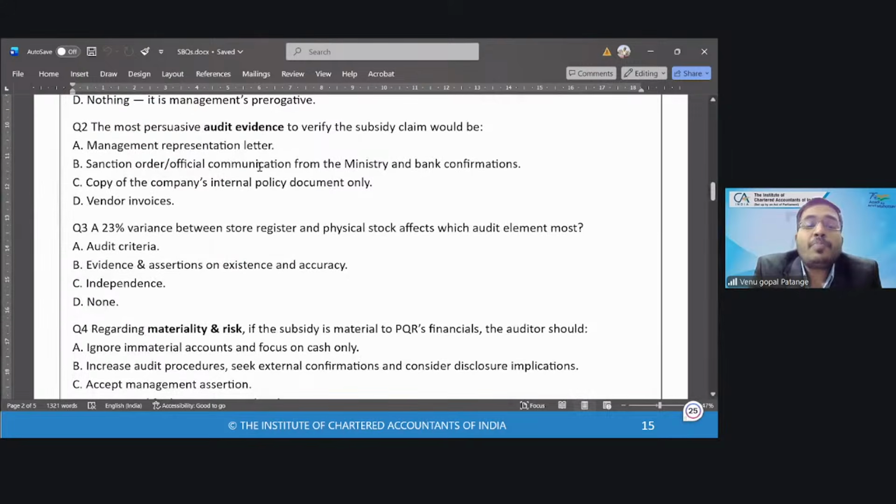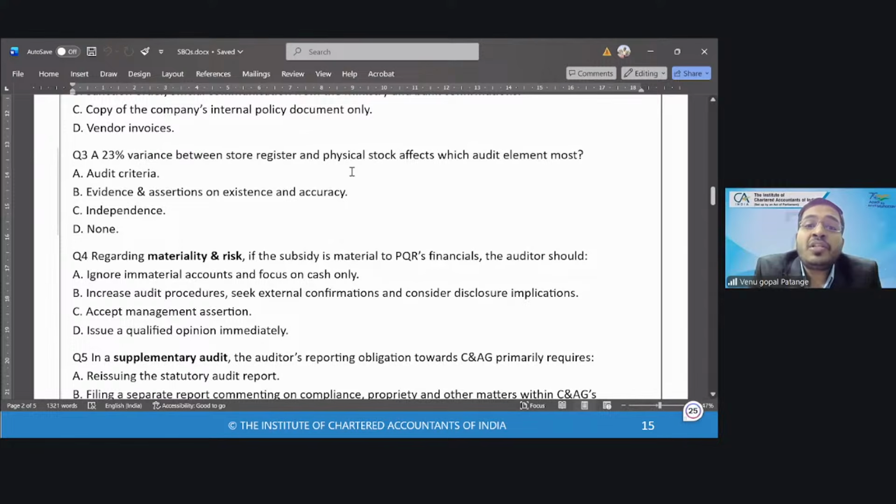So the most persuasive audit evidence to verify the subsidy claim would be, what is the important audit evidence? Which audit evidence is important? The third party audit evidence, right? Which is the sanction order, official communication from the ministry, and the bank confirmations that you may have received some money as subsidy. Next, a 23% variance between store register and physical stock affects which audit elements most? Evidence, right? Evidence and assertions.